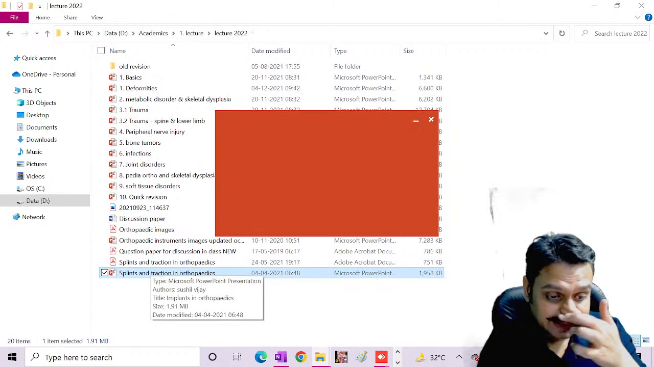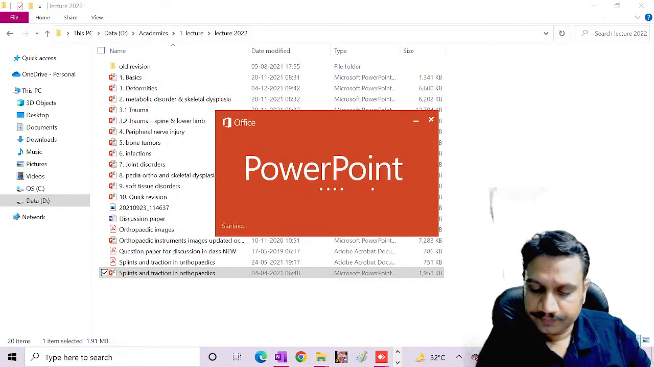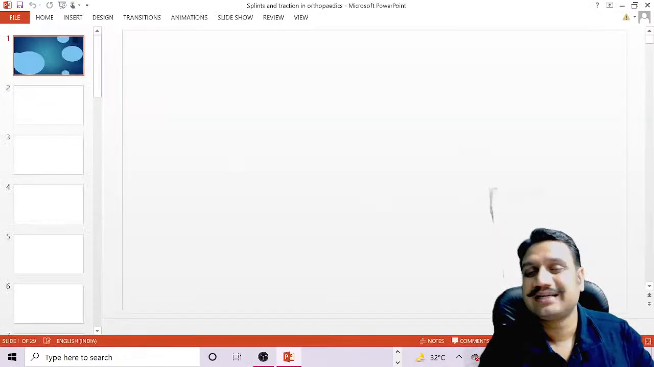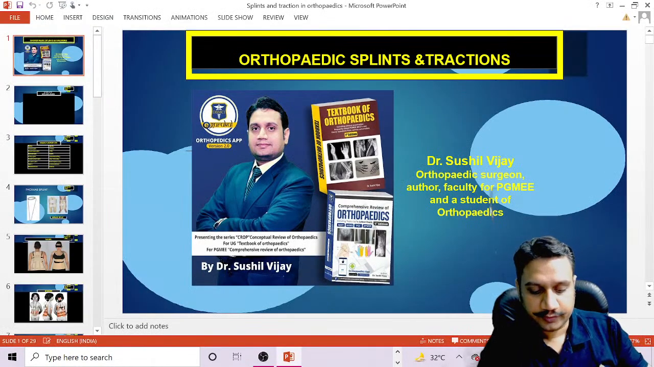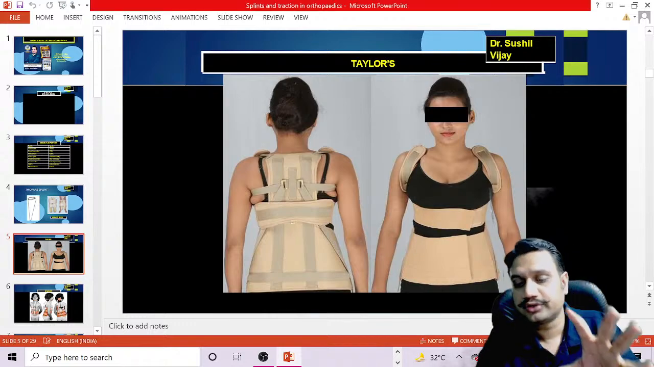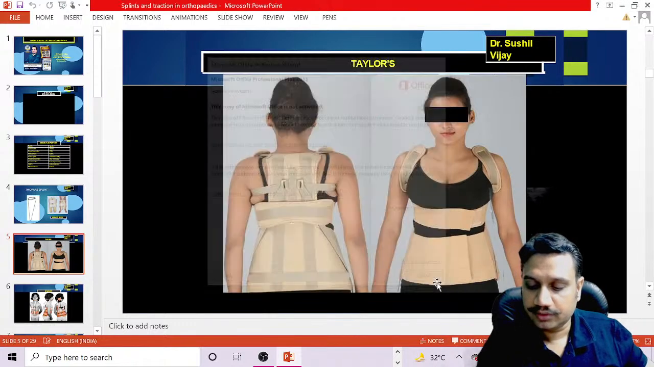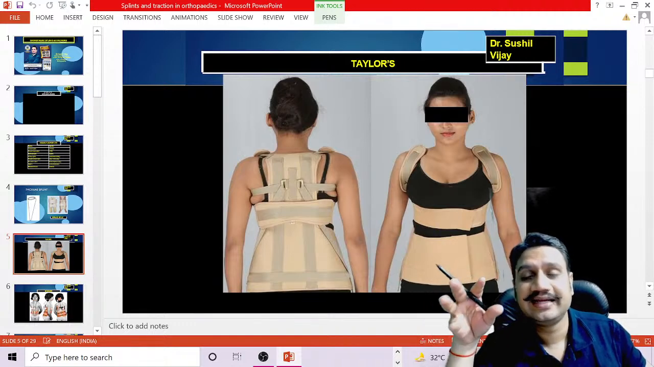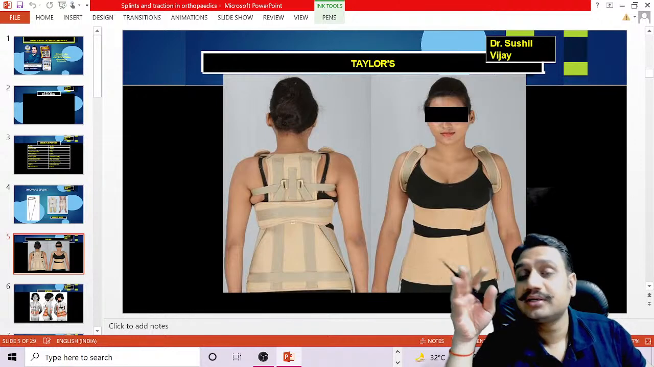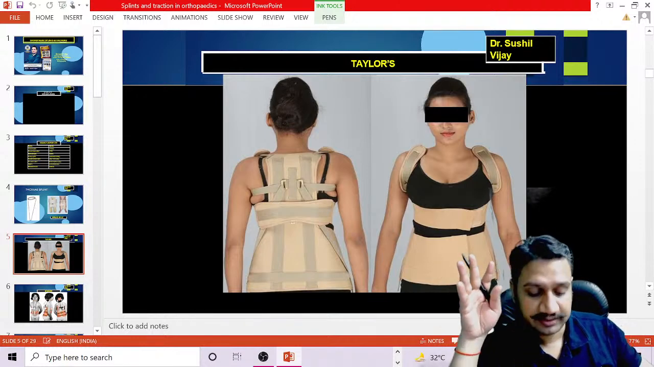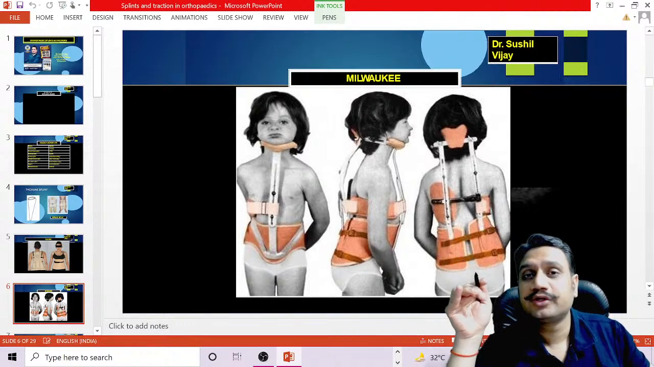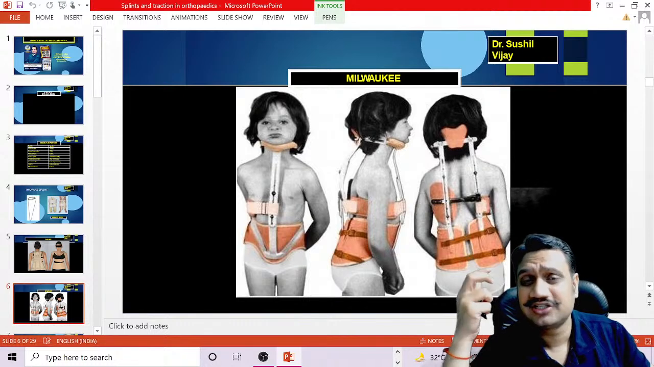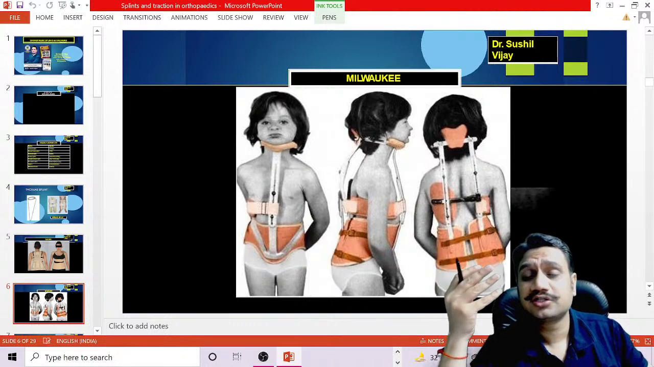If you talk about the spine braces, the most commonly used spinal braces are for either scoliosis or to stabilize the dorsolateral spine. When you're talking about the stabilization of the dorsolateral spine, one brace is known as Taylor's brace. This is for dorsolateral spine immobilization if you want to stabilize it. Then you have what you call Milwaukee. Milwaukee is for scoliosis in children.